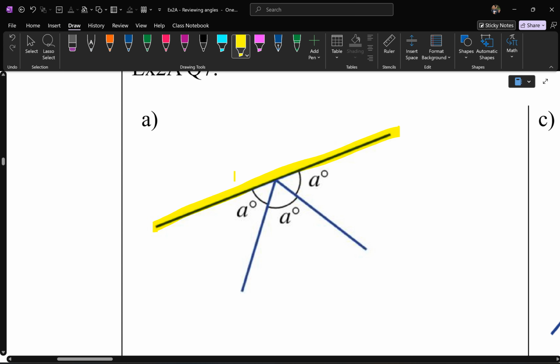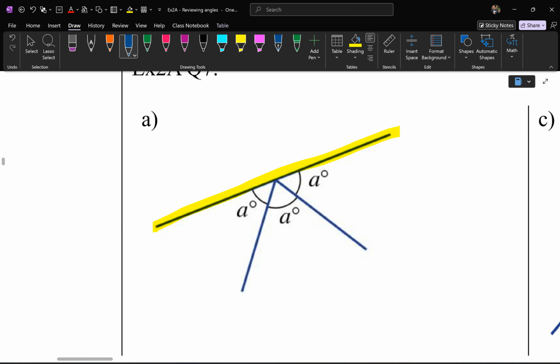Beautiful. Okay, very good. So, again, Liam noticed there's a straight line.